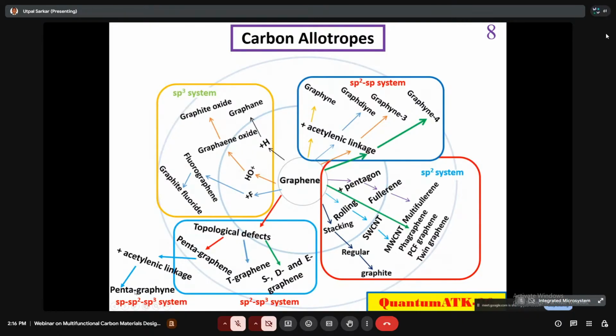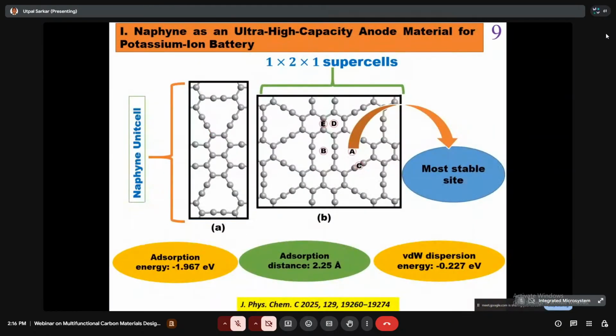So you are getting a lot of combinations of different hybridizations using carbon electrodes. We will explore this one by one. Now, for a specific example, we will see this naphine, this is a unit cell of naphine.